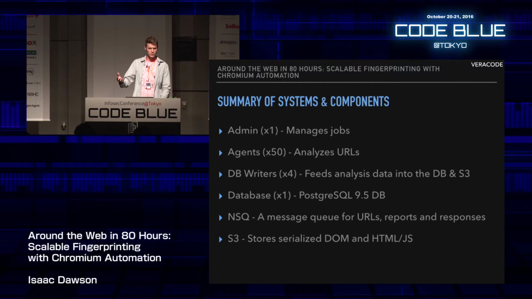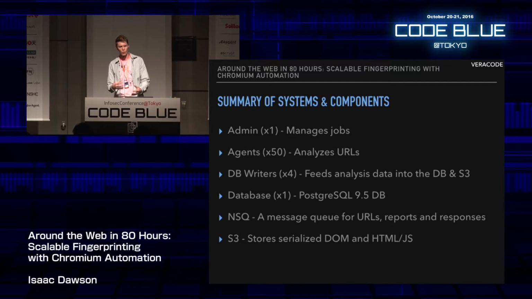Once these agents finished their analysis, they would store it onto a local queue. The database writers would pull from that, and then they would feed that data either into the database or S3. The database system is running Postgres 9.5. It's a very large machine, M4 X large, so 15 gigabytes of memory, 750 gigabytes of space, enough for me to run my scans with.